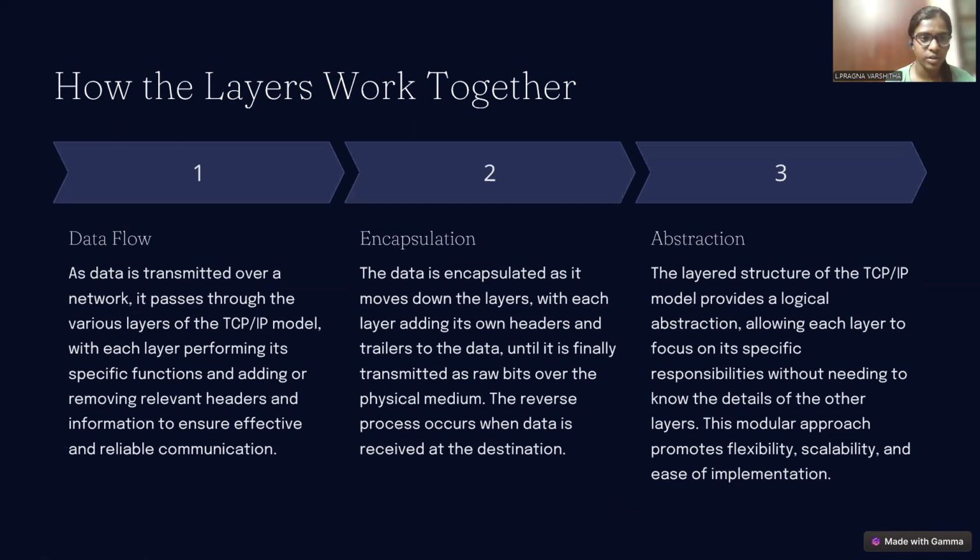So how the layers work together. First one is data flow. When data is transmitted over a network, it passes through the various layers of the TCP/IP model, with each layer performing its specific functions and adding or removing relevant headers and information to ensure effective and reliable communication.